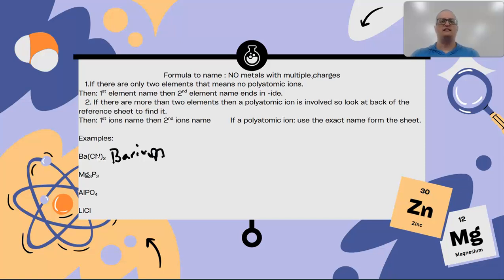And then CN, I see that this has more than just one element, so it's got to be a polyatomic. I look it up, and, right, cyanide, because that's what it is on the back of our reference sheet. So when you have more than 2 elements, there's going to be a polyatomic ion involved. Magnesium.